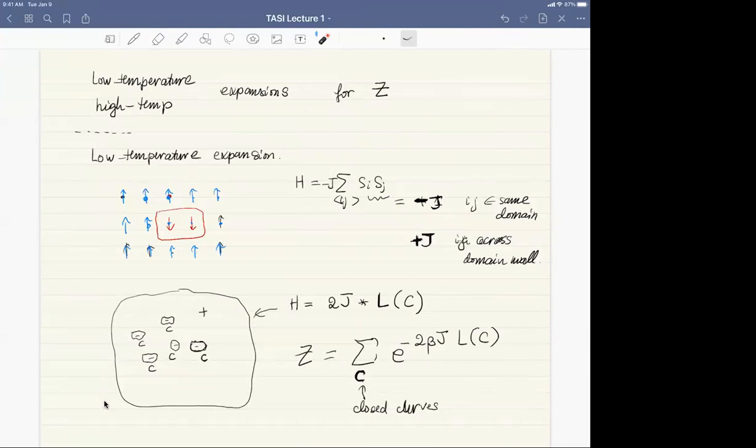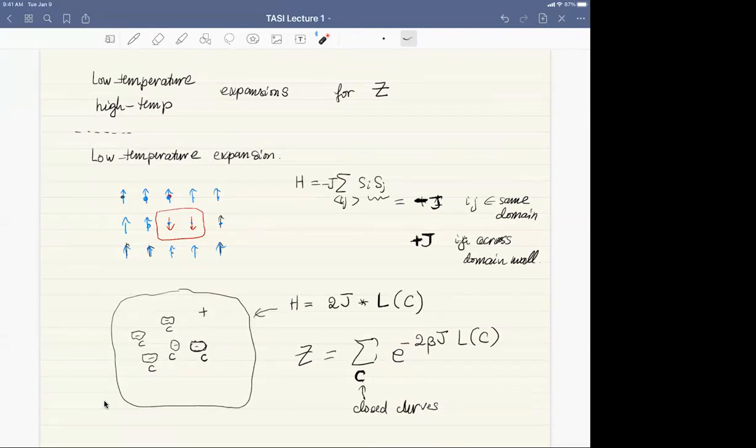Basically, you draw any curve, anything that separates the spins into domains of plus spins and domains of minus spins, and then sum over all these configurations with the weight given by the exponent of the length. In this way, one has one type of expansion, which is useful at low temperature. It has actually been used for numerical calculations of the partition function, as a series expansion, before people knew how to solve the Ising model exactly.